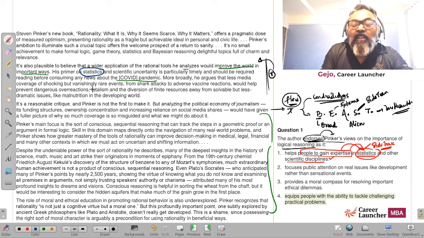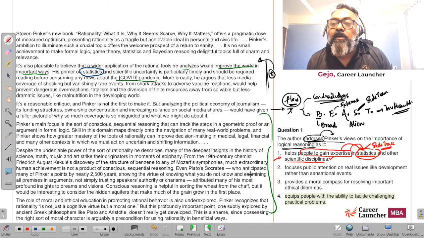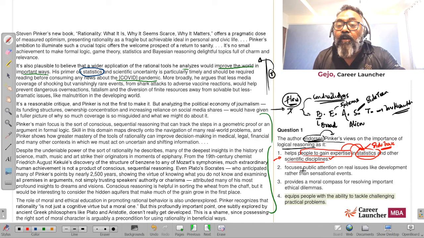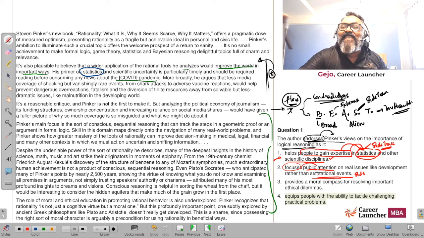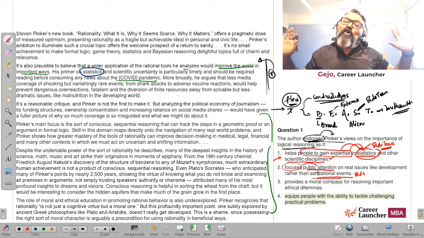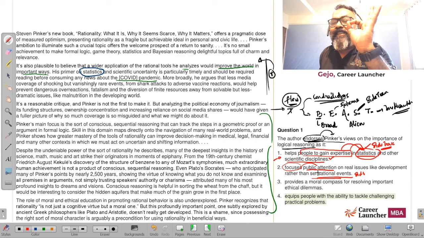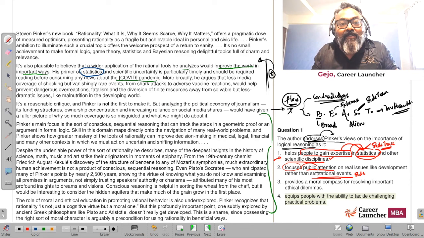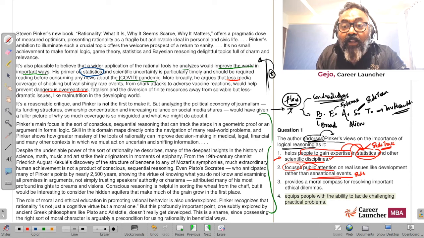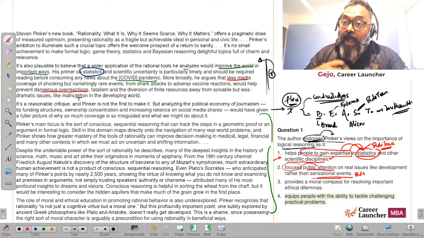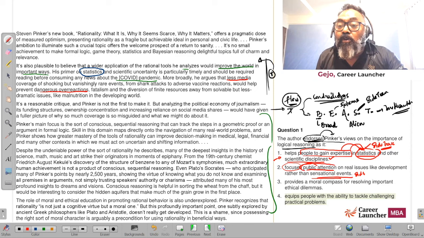I'm sure that people who are prepared for the VRC section of the CAT would easily identify this particular trap. Next: focuses public attention on real issues like development rather than sensationalism. So look at this. There is another sidetracking. Would it help focus public attention? Sensationalism is mentioned, but nowhere in the passage has the author said that the public will not fall for these cheap tactics by journalists. No, we fall for it. It's saying that dangerous overreactions happen. If less media coverage will prevent dangerous overreactions, then more media coverage will have overreactions. Who is overreacting? The public is overreacting. So this particular thing is in a sense false, and it is not answering the question. So this can be eliminated for that reason.